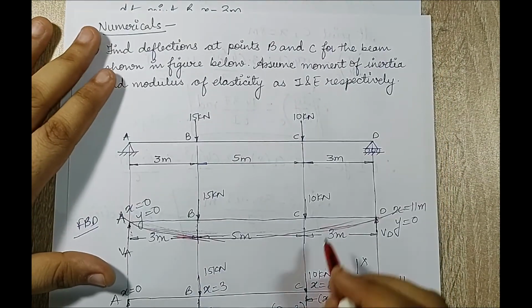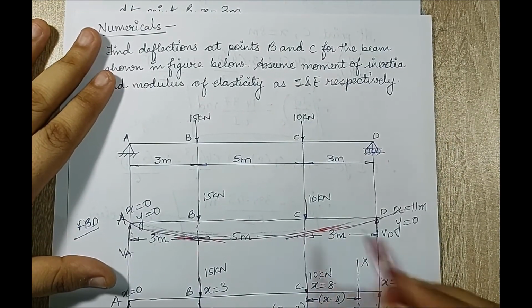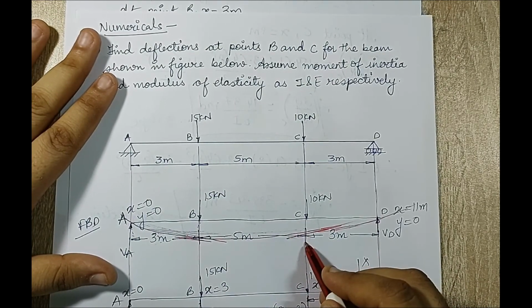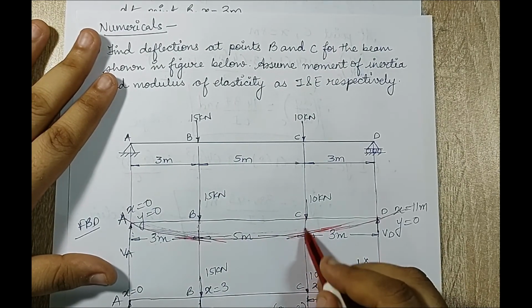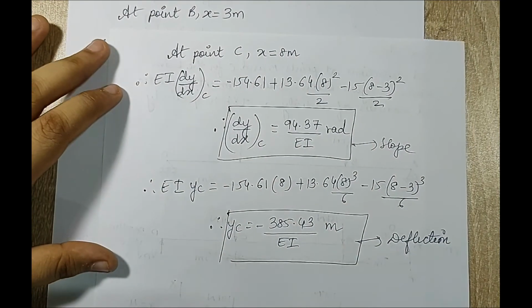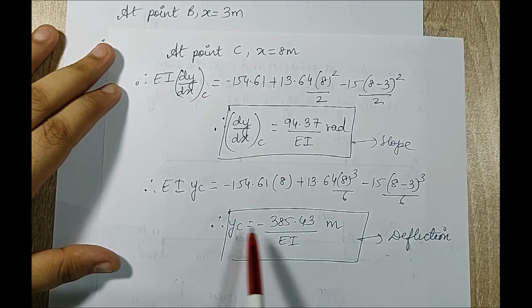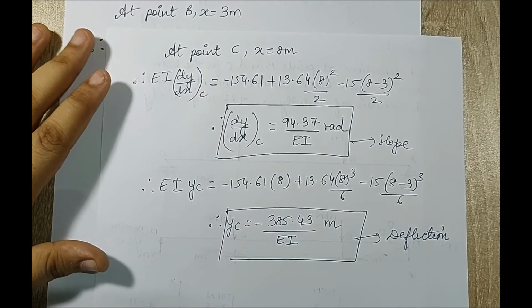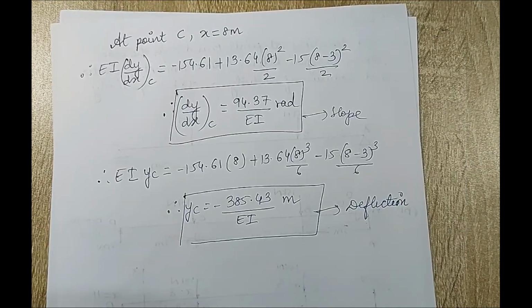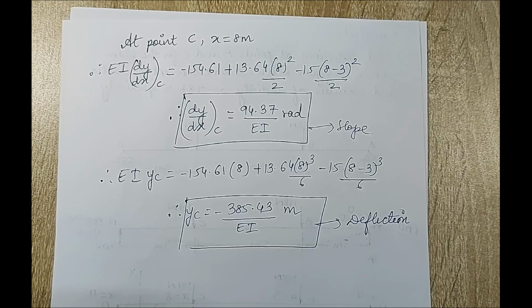When I talk about point C, you can see there is an increasing slope over here. So the value of slope for C should be positive and the value of deflection will obviously be negative because it is in the downward direction. You can check over here, slope is positive, deflection is negative. So this is how I can interpret that the answers that I have obtained are correct, at least in terms of the sign, not in terms of magnitude, but at least in terms of direction. So this is how the numerical is supposed to be solved.